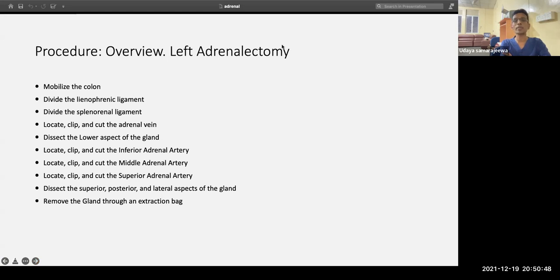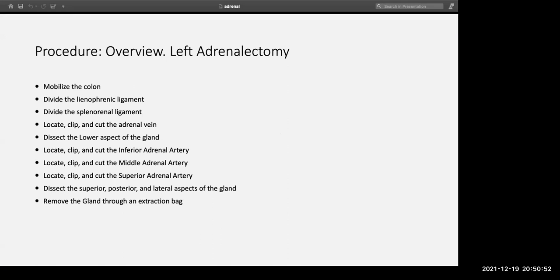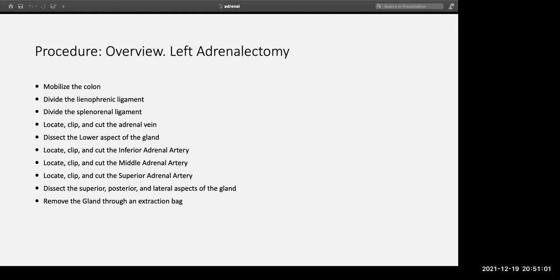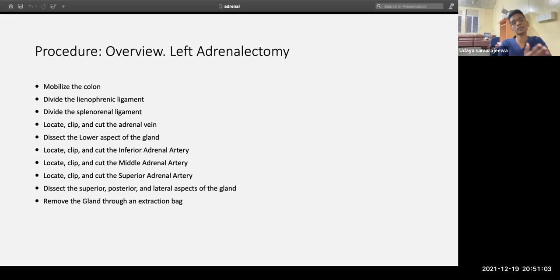And then dissect the lower and the medial aspect of the gland and locate the inferior adrenal artery, and then the middle adrenal artery from the aorta, and then the superior adrenal artery coming from the inferior phrenics. And then once you do the medial and the inferior dissection, then only you move on to the posterior, superior and the posterior lateral dissection, because you need to do the first steps, and you need to take more time on dissecting the vessels.